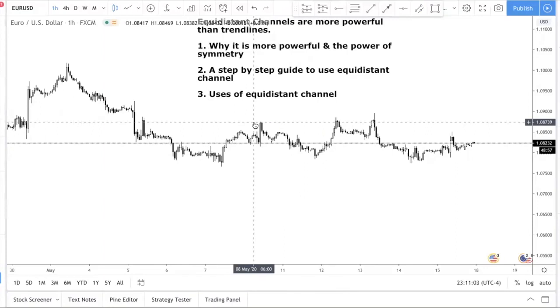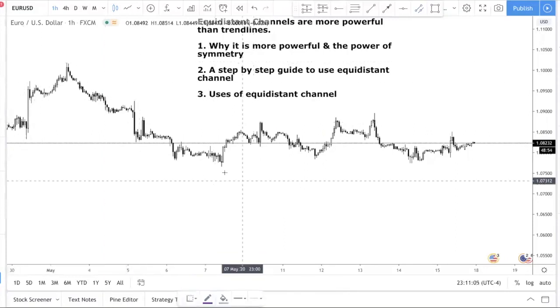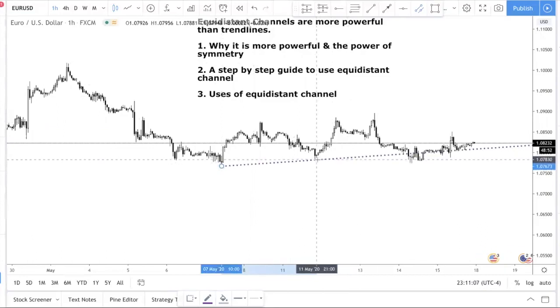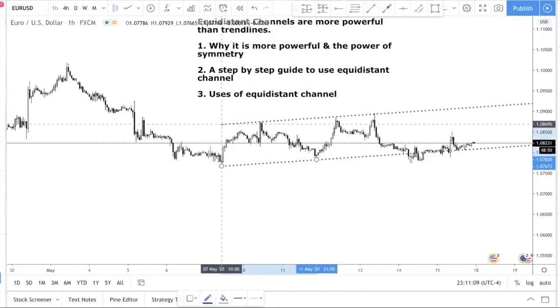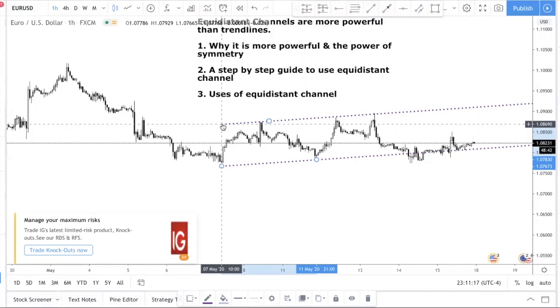Okay, now let's talk about the last point, which is how do you use it, right? Because now you know the power of an equidistance channel, you know the power of symmetry, right? And you have a step-by-step guide to use an equidistance channel. Now let's talk about what the uses are, right?